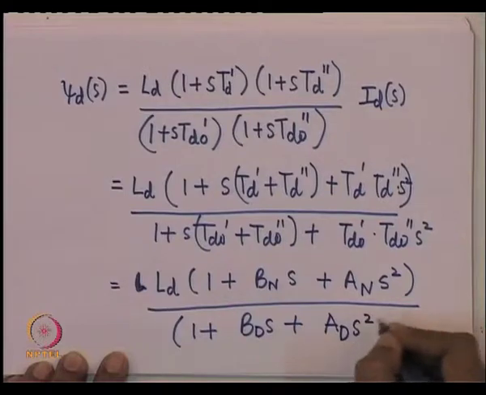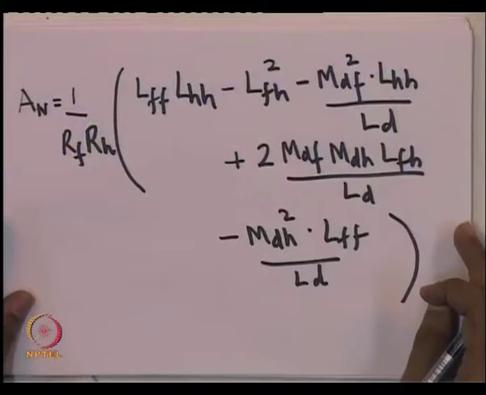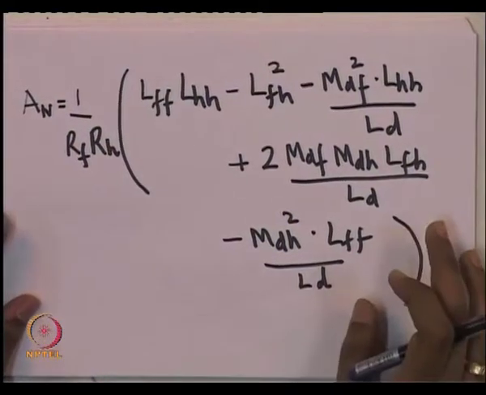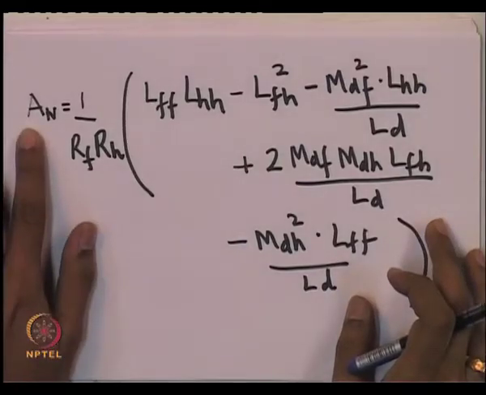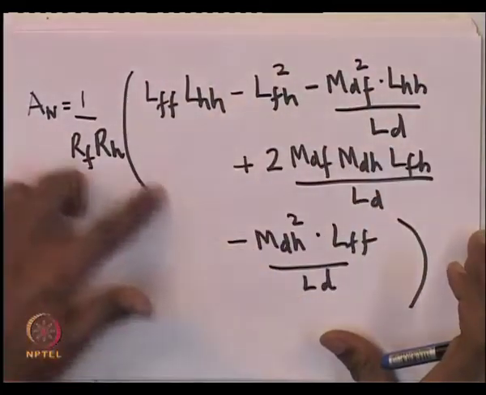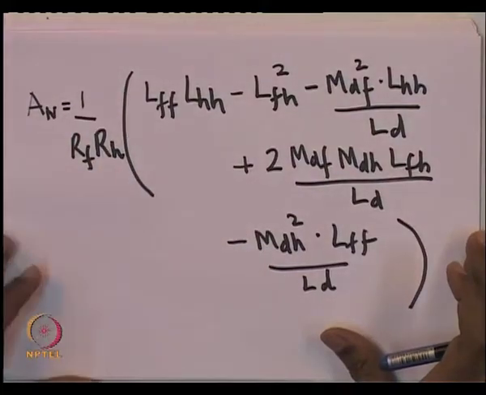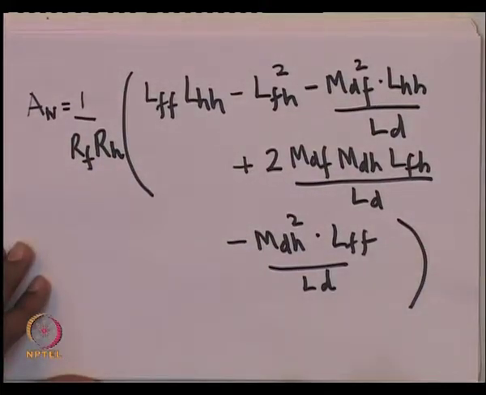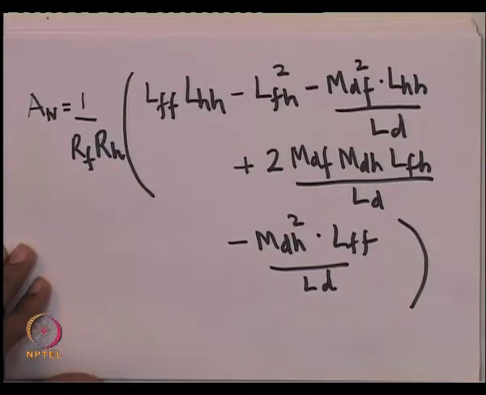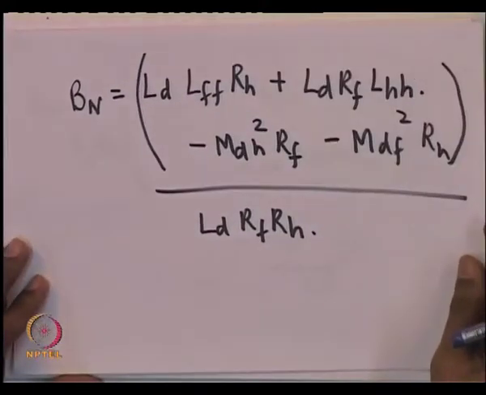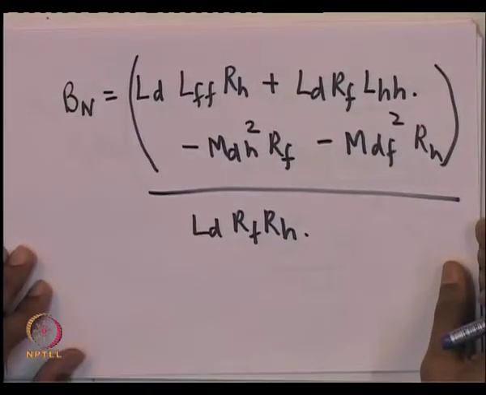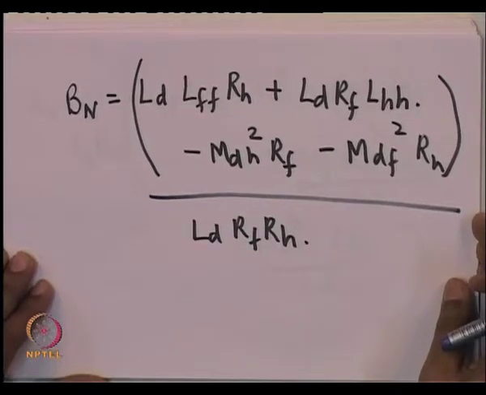A d of S square. So, what is A d and B d, A n and B n? Well, hold your breath. This is what it will look like. A n is nothing but this, it looks like a very complicated equation in terms of the basic parameters of the machine. And B n in fact looks like this. Again, it looks very complicated.